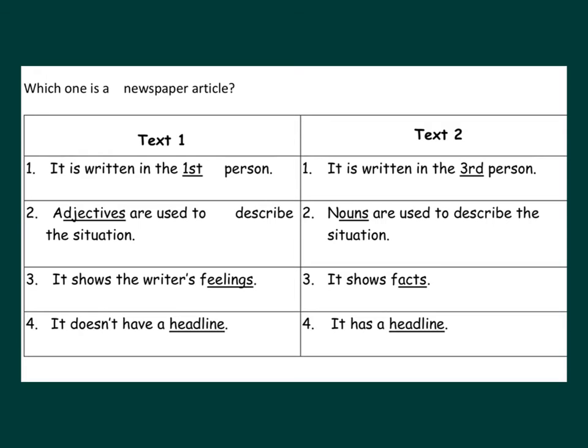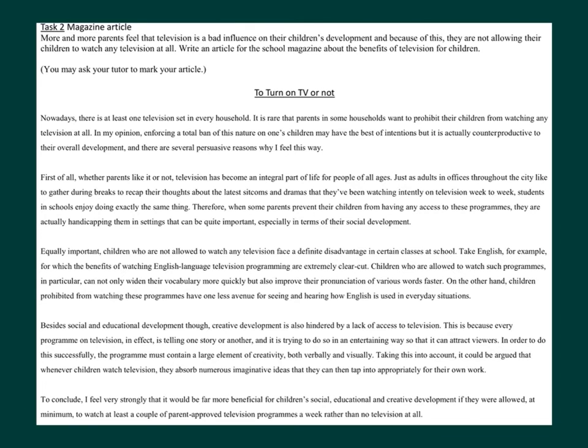第三個 point 喺 text 1嗰度，it shows the writer's feelings。但喺 text 2咧，it shows facts。第四個 point 喺 text 1度，it doesn't have a headline。text 2就 it has a headline。咁你已經清楚邊一個係 newspaper article 啊？一定係 text 2啦。Task 2 Magazine Article.